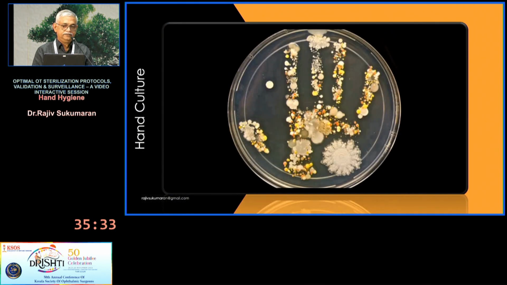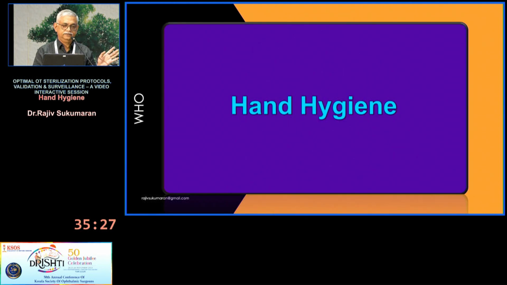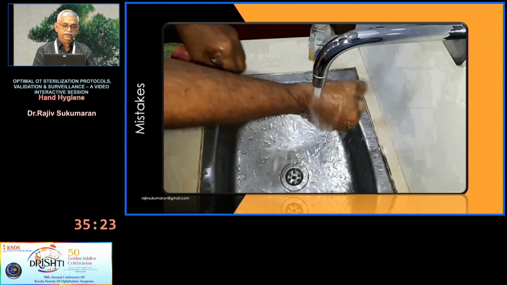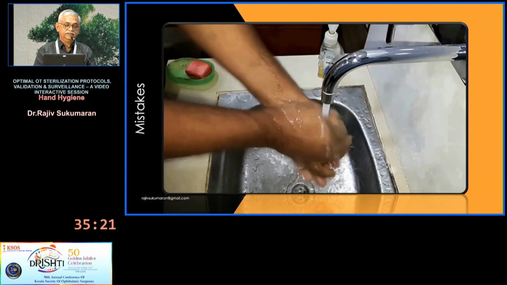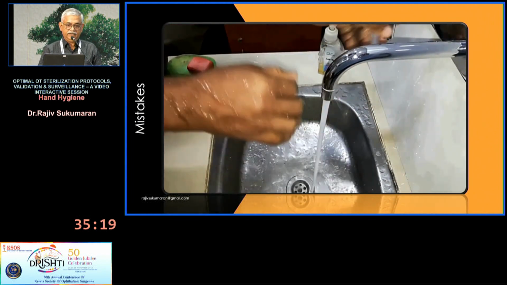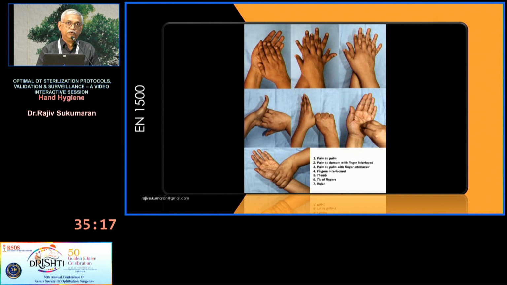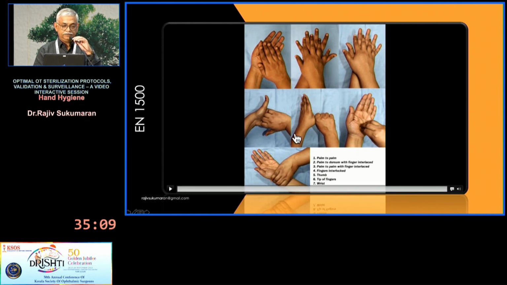This is the culture from a relatively clean hand. It looks like this. So hand hygiene is very, very important. And a simple hand wash like this is not enough. So we need to follow all these steps described by the European norm 1500. These are the steps we need to follow.